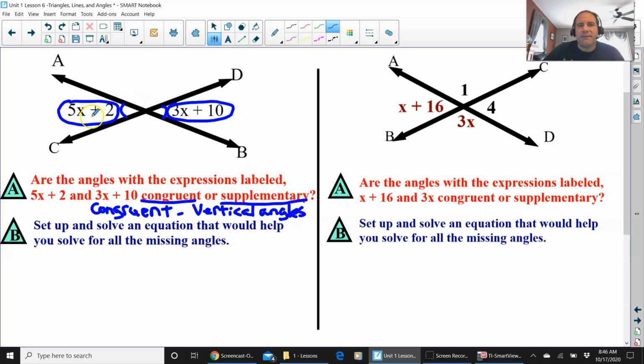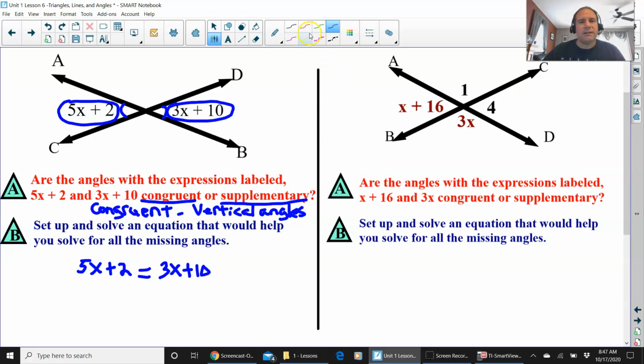So if they give you 5x plus 2 and 3x plus 10 as vertical angles, the first thing that you do is put an equal sign down. And on the left side, put the 5x plus 2. Doesn't matter which side you put it on, but I'm just saying. 3x plus 10 is on the other side. They're equal to each other because these angles are congruent. They will be equal at the end.